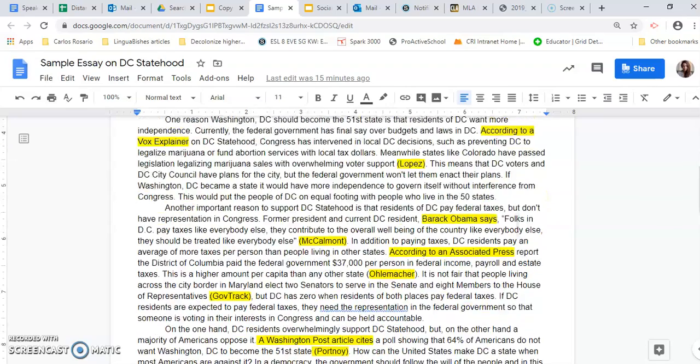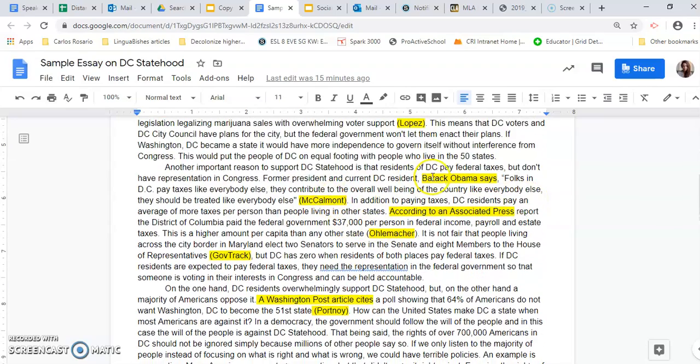My next piece of evidence is a quote from former President Barack Obama. And because I'm quoting him, I'm using his words. I have used quotation marks to show where his words begin and where they end. So these words come from President Barack Obama. So I've used his name and says. So Barack Obama says blah, blah, blah. Now, I did not interview Mr. Obama myself. I read this quote in an article.